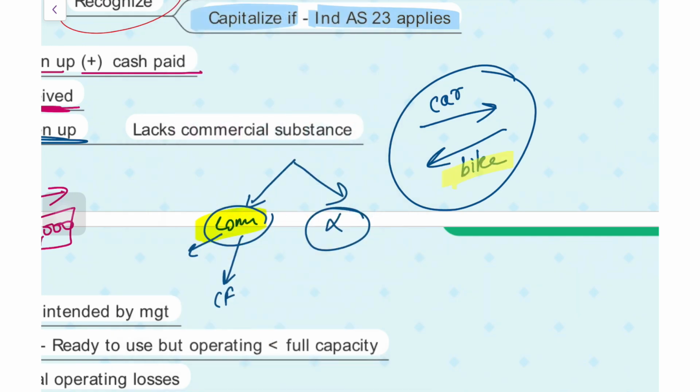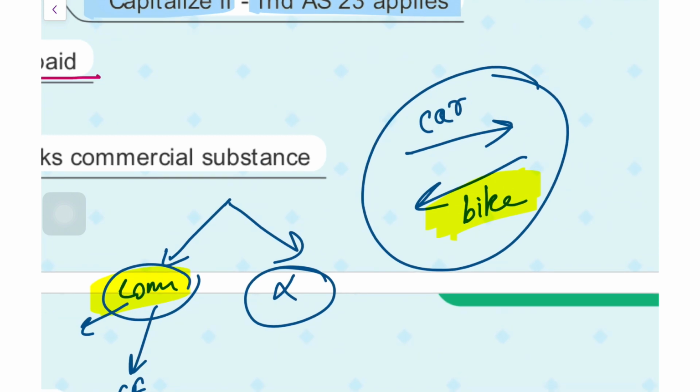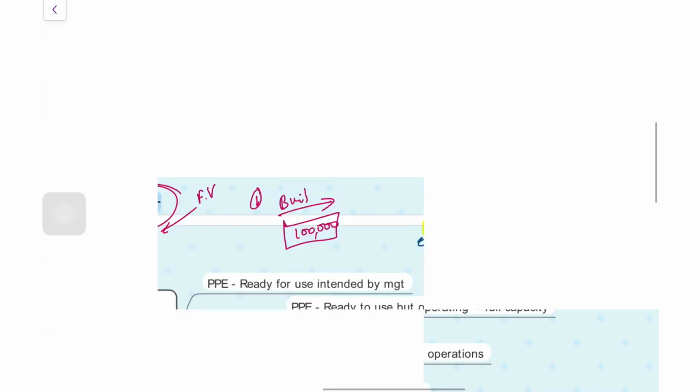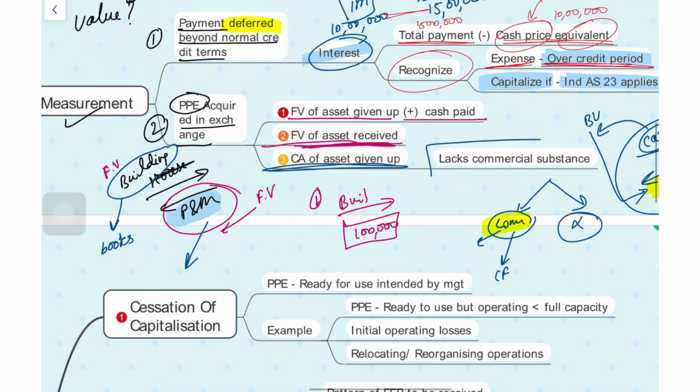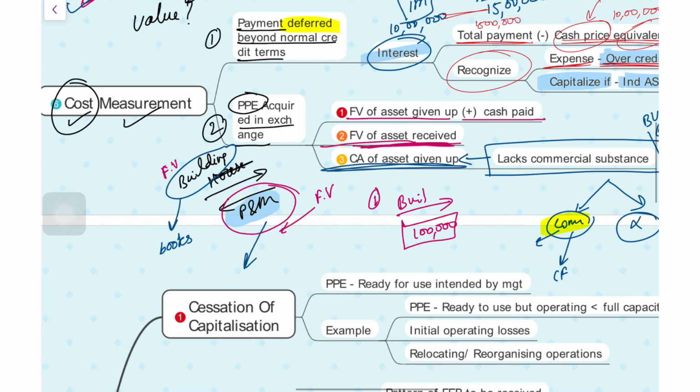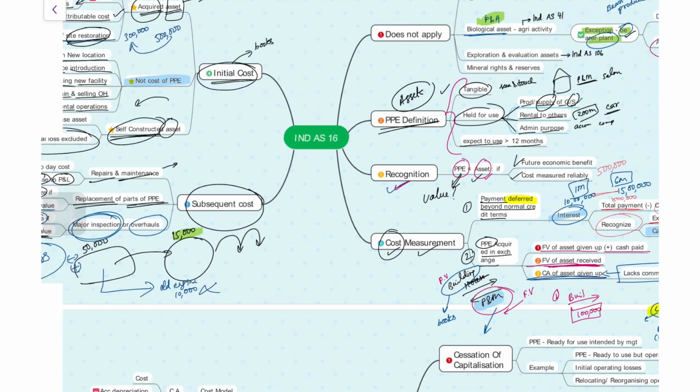In this case, the bike that you have received from the other company will be recorded at the value at which the car was being shown in your books. The book value of this car is the same value at which this bike will be recorded in your firm. So where you lack commercial substance, you have to take the carrying amount of the asset given up. This is how you measure your cost.